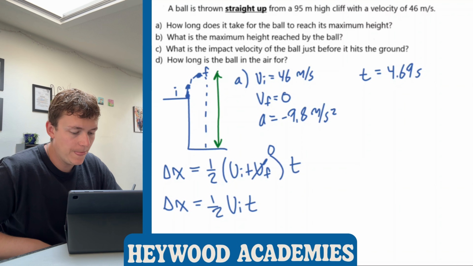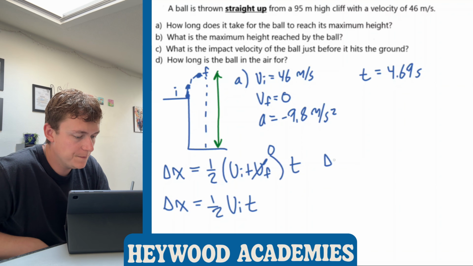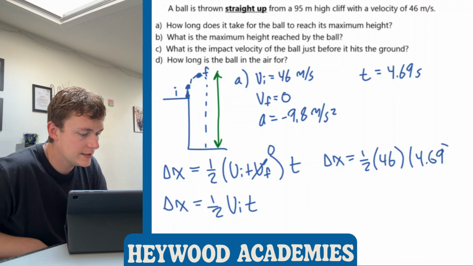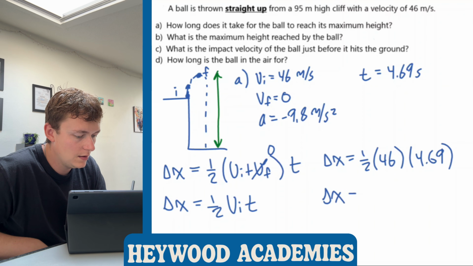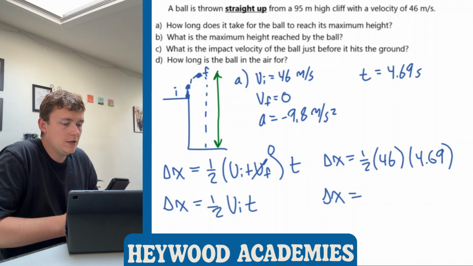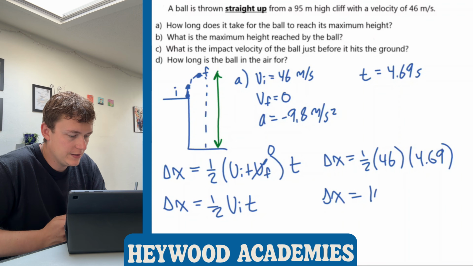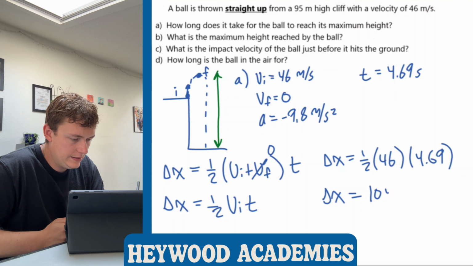Okay, now we got that. Let's plug in our numbers. Delta x is equal to 1/2. V initial was 46 meters per second. Time, we figured that out from the first part, 4.69. And then we can figure out our delta x. So 1/2 times 46 times 4.69 gives us 108, let's say, let's round it.